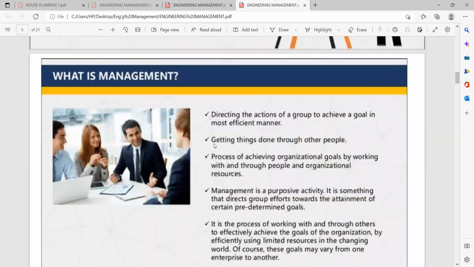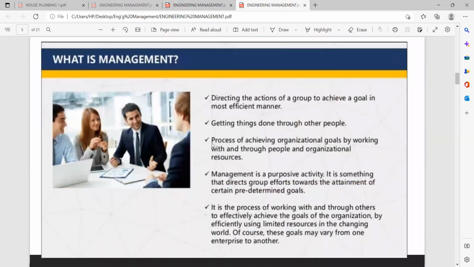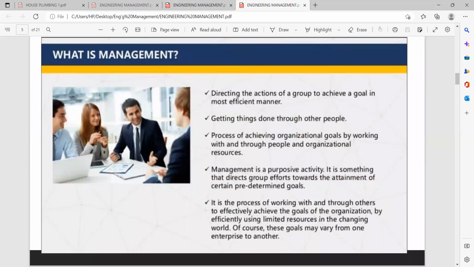Okay, next. We will define what is management. So management is directing the actions of a group to achieve a goal in the most efficient manner, getting things done through other people. So again, balik tayo doon sa first video natin, part 1, which is yung pag-delegate ng mga tasks to a specific person who is skilled or qualified to do that task.